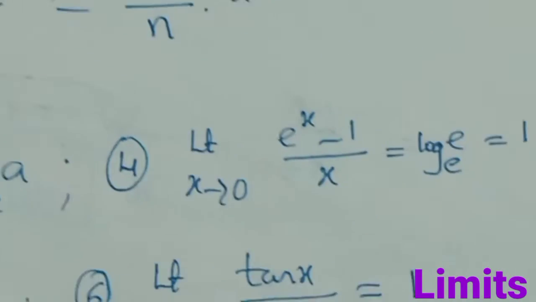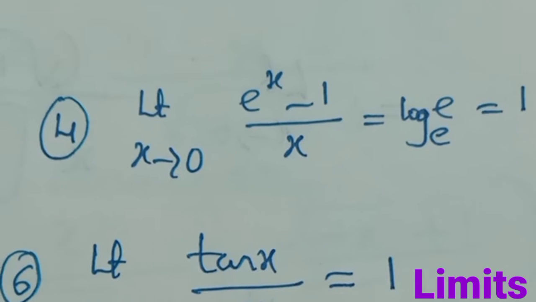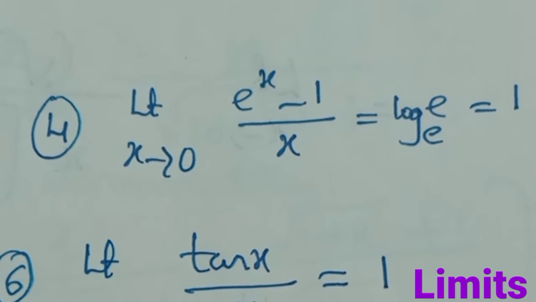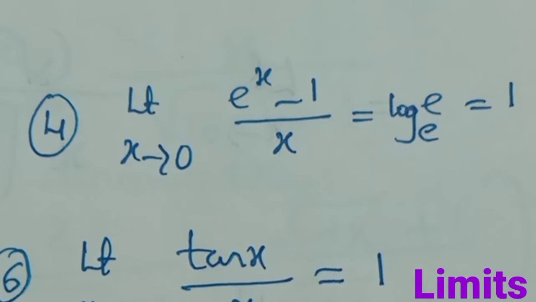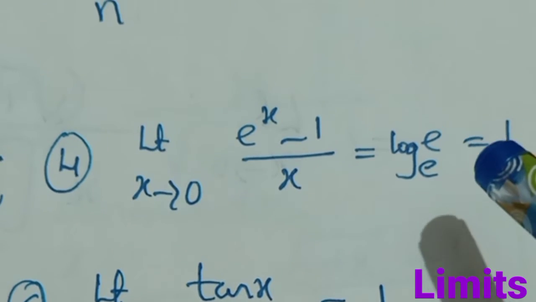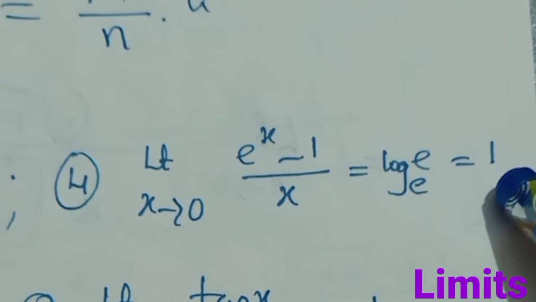Now fourth one, limit x tends to 0, e power of x minus 1 by x, it is equal to log e to the base e, it is equal to 1.